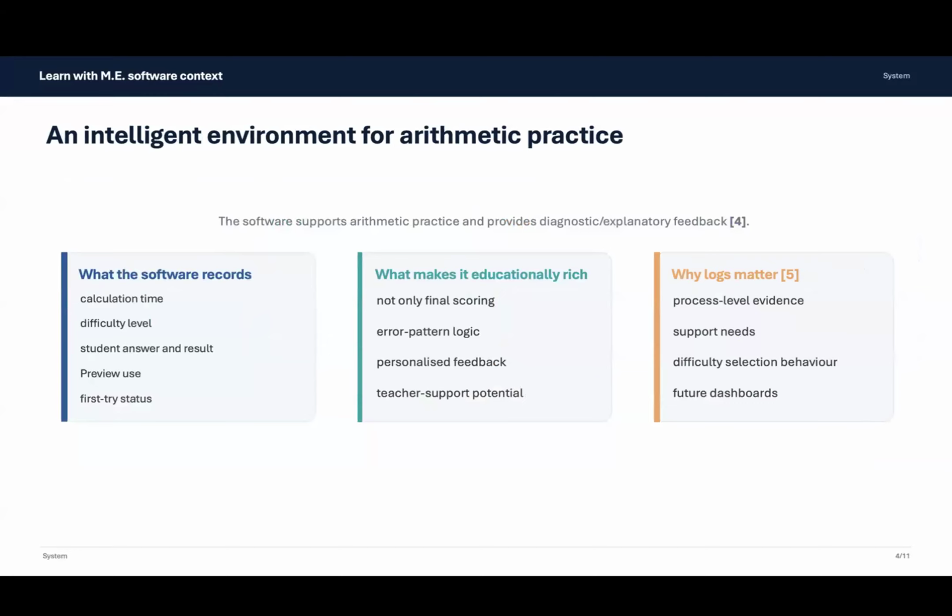Before presenting the data and the results, I would like to briefly introduce the software context. Learn with Me is an educational software environment designed to support arithmetic practice. Its role is not only to generate exercises and check final answers, but also to provide more diagnostic and explanatory feedback. The system records several variables that are important for learning, including the calculation time, the difficulty level, the student answer, the student's result, the preview views, and the first try status. These variables are pedagogically meaningful because they describe not only whether the student solved the task correctly, but also how the student interacted with the tasks.